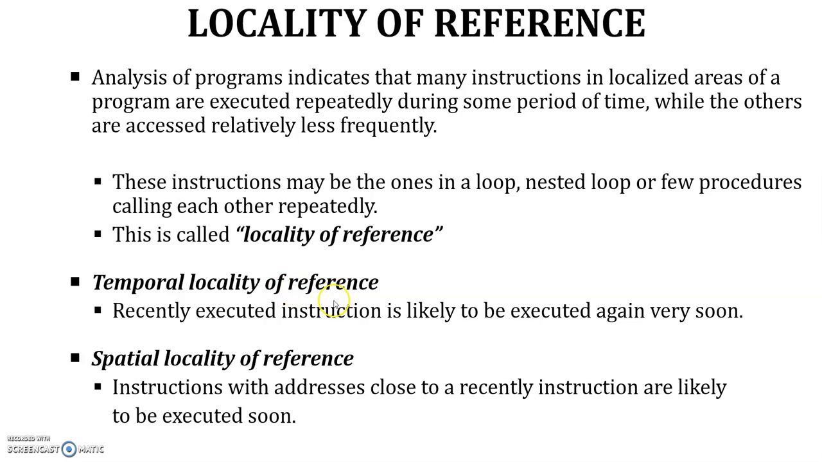There are two types: temporal locality of reference and spatial locality of reference. A recently executed instruction is likely to be executed again very soon. That is temporal locality. And spatial locality means the instructions with addresses close to a recently executed instruction are likely to be executed soon. So in temporal locality, the same instruction will be executed repeatedly. And spatial means the instruction near to that instruction will be executed next or in the near future. That is spatial locality.